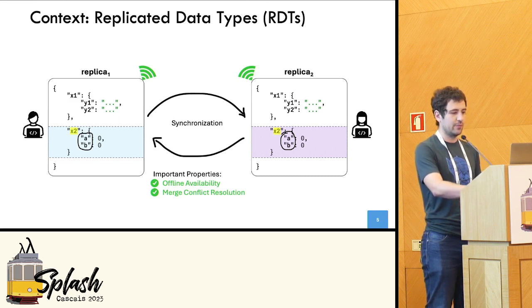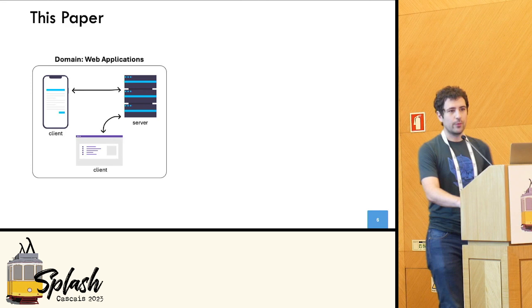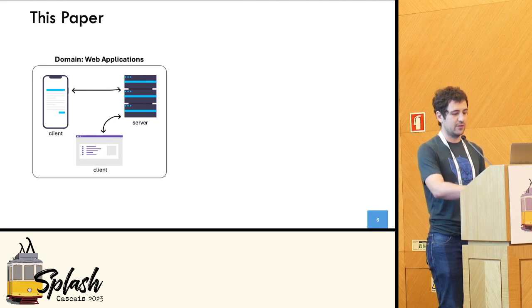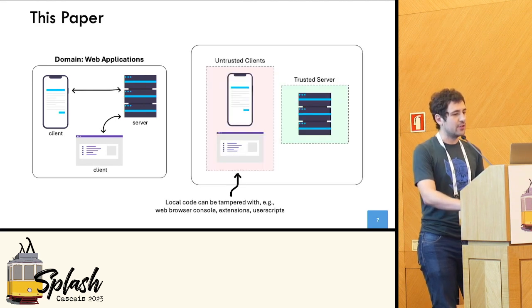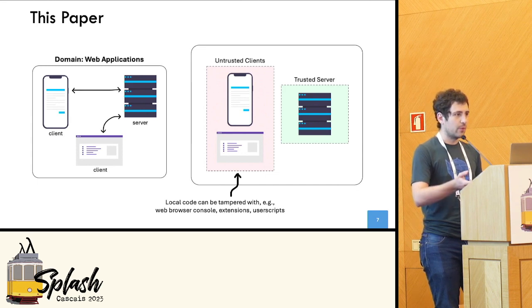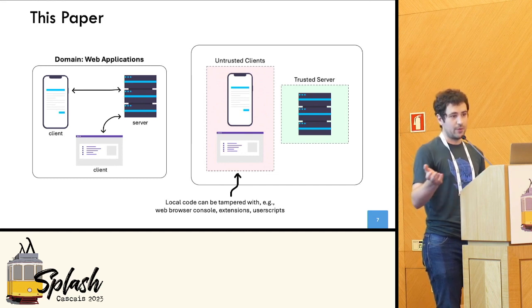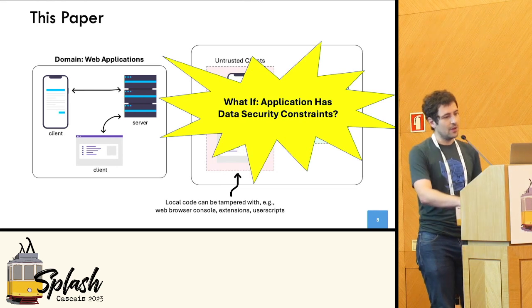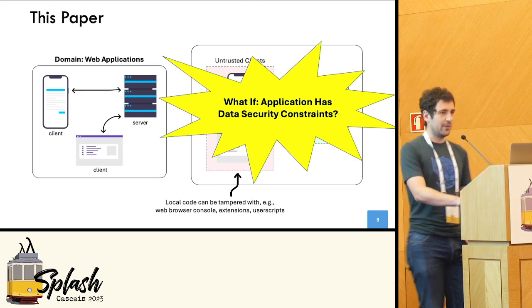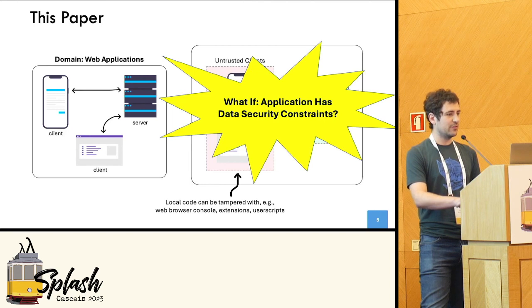In this paper, we use JSON replicated data types in the domain of web applications, where synchronization is mainly between a client and server. Typically in web applications, there is a trusted application server, and the clients cannot be trusted because they can easily tamper with their local application code. For example, in the web browser console, web browser extensions, user scripts, or even cracked mobile applications. So we asked the question, what if the application, as defined by the server, has data security constraints?